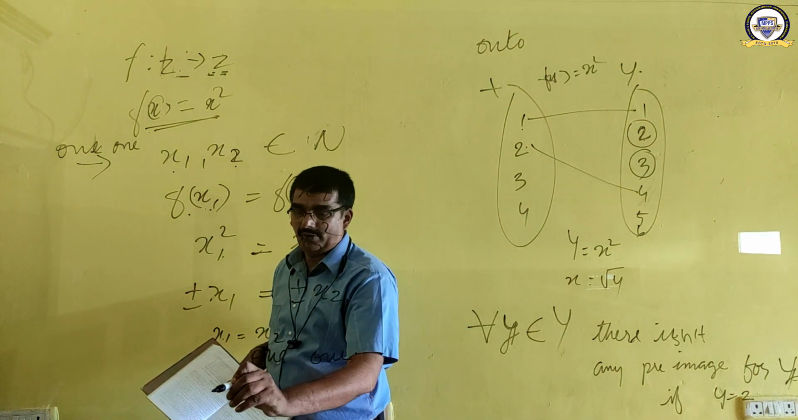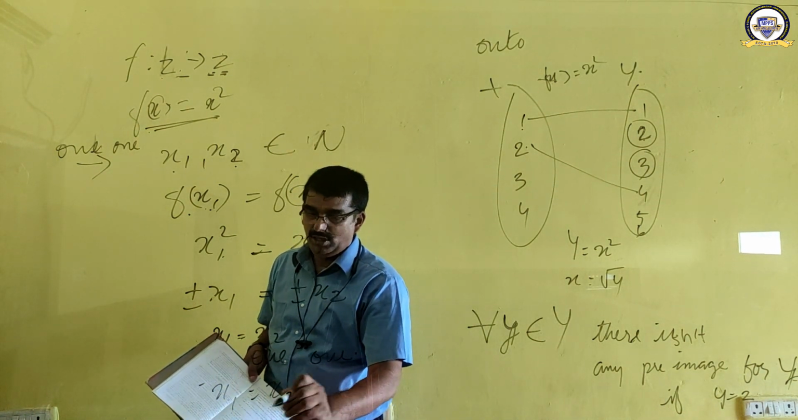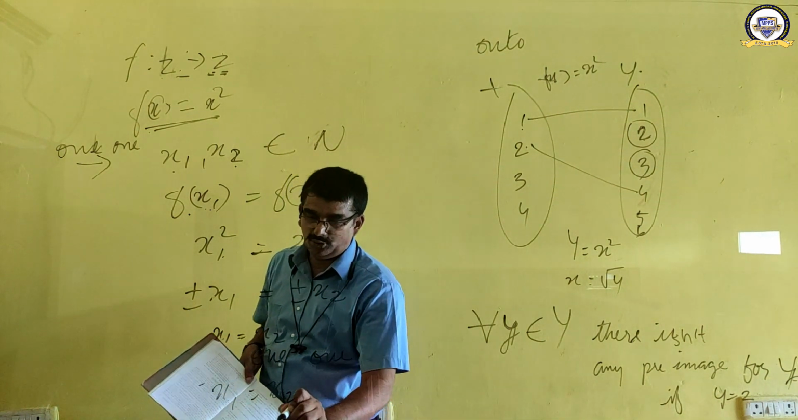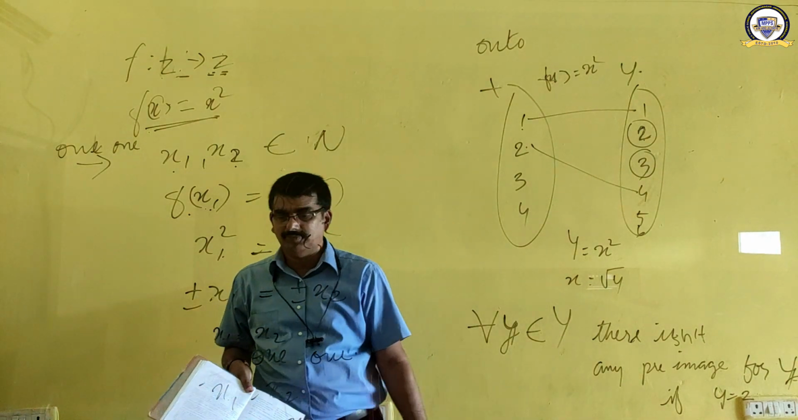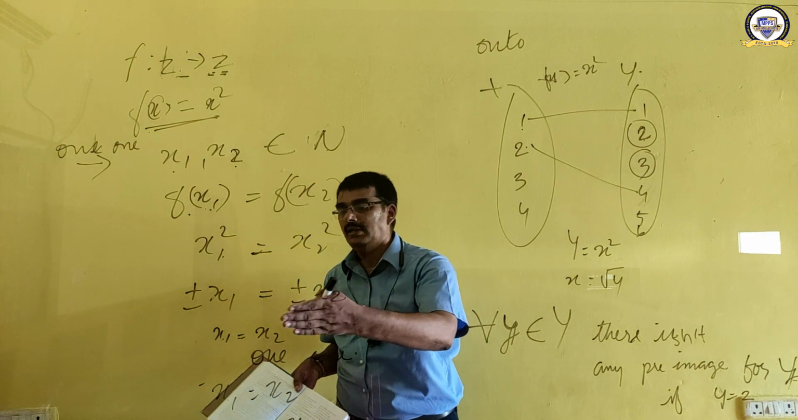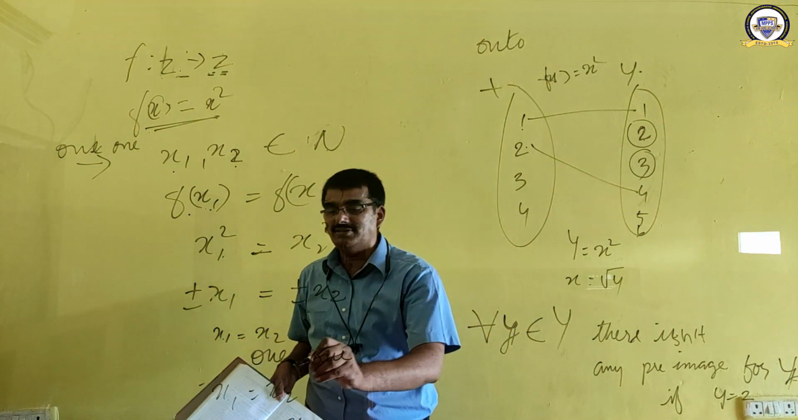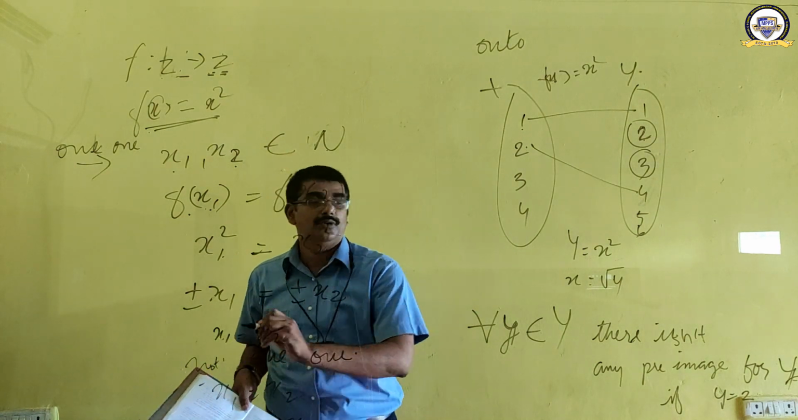x1 is equal to x2, minus x1 is equal to x2, and plus x1 is equal to minus x2. All such cases will come. So it is not necessary every time that x1 is equal to x2. That is why it is not 1-1.